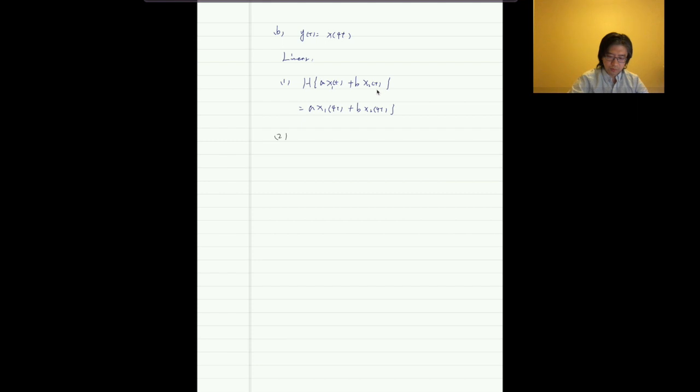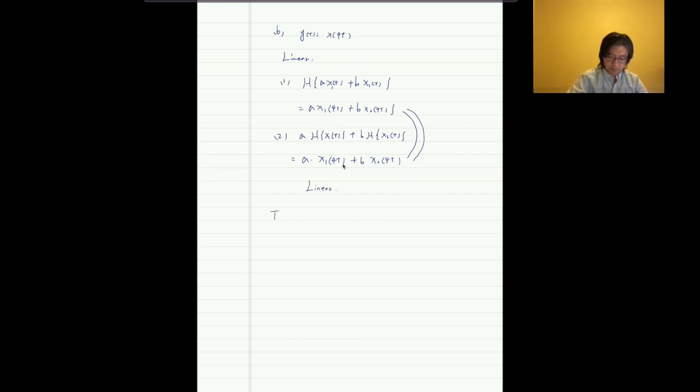The second is to verify a h(x1(t)) plus b h(x2(t)), which equals a x1(4t) plus b x2(4t), because what the system does is multiply a 4 in front of t. Now we can see that these two are equal, so the system is linear.